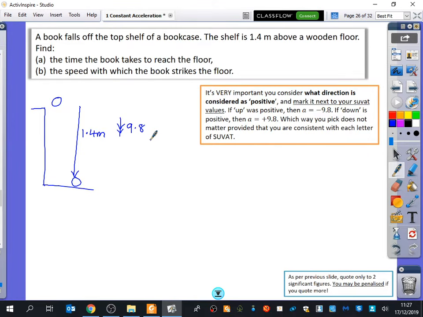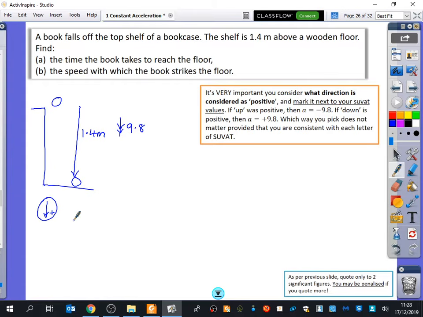Do we know anything else about this? Because remember, you need 3 things to be able to find out a 4th thing. Good. We know that it's falling off from the top shelf of the bookcase. That means it's not being thrown downwards. It means it's starting off from rest. It's just starting with no speed at all, and then it's just going to be dropped. So we know a few different things here, and I think the best direction to pick for positive will be downwards. So I'm going to say downwards, and I'm going to put a circle around that to remind me that downwards is my positive direction.